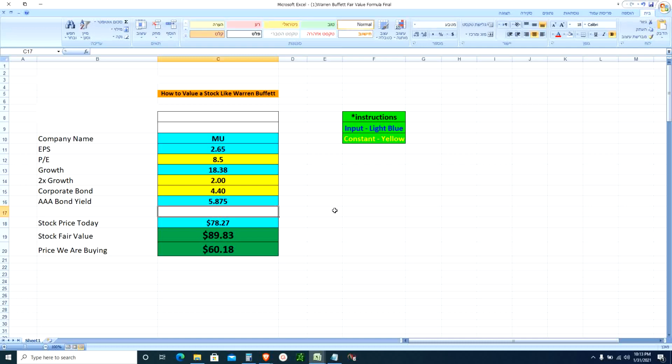Okay, let's see what we got here. Stock fair value 89.83, 90 bucks. We are at 78, 90 bucks. Okay, that's where we were. The all-time high was 87. That's the stock fair value, give or take. And the price that Mr. Warren Buffett will be a buyer is $60.